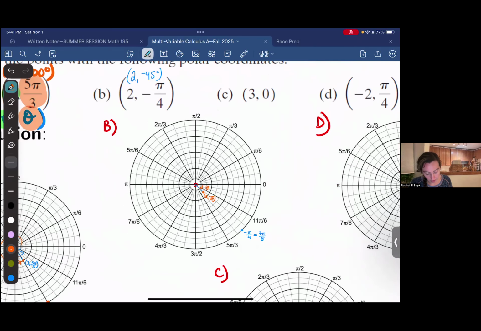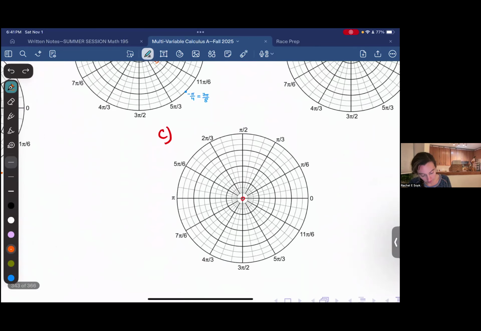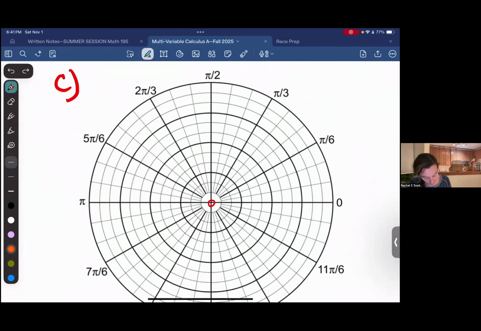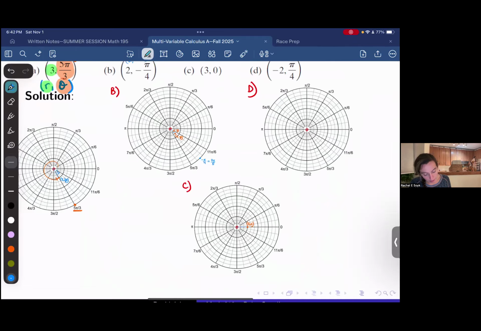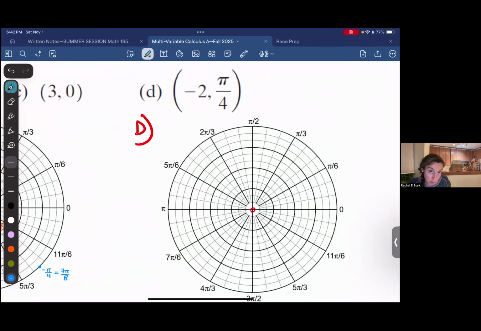Let's keep going. C, we want to plot 3, 0. So that one's going to be a nice easy one because our radius is 3, our degrees is 0. So we're just staying on that positive x-axis, and then we're going out 3 units. 1, 2, 3. And so we have 3, 0. And then I'll extend a line from the origin. And there it is.